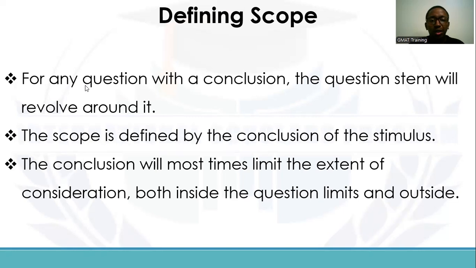The conclusion most times limits the extent of consideration, both inside the question limits and outside. What this means is, let's call this our scope. You have your conclusion, and it puts a box on what we should consider and what we should not. First of all, it can limit the information that we are to consider.